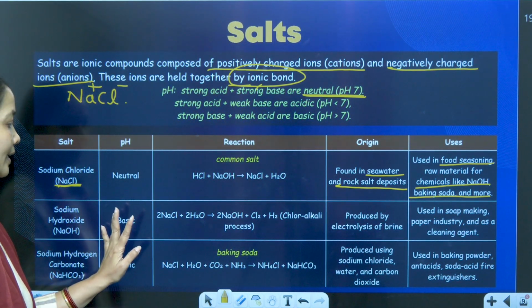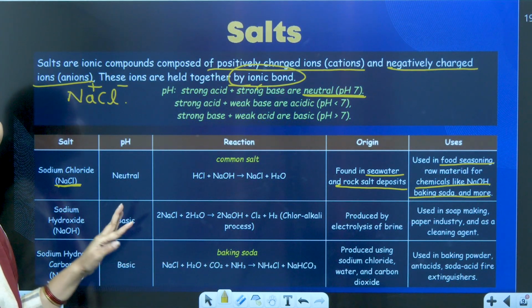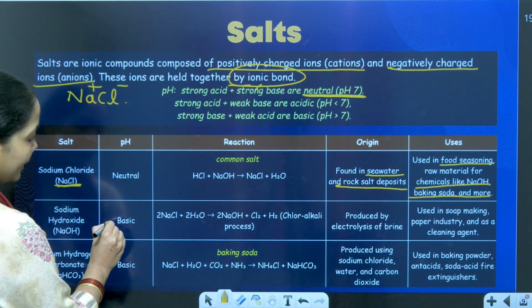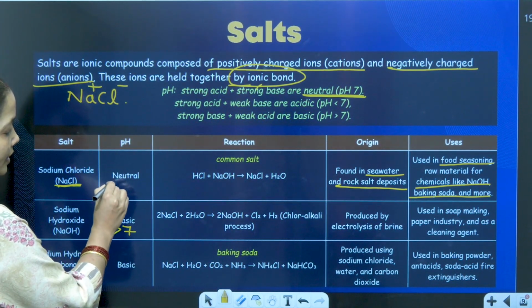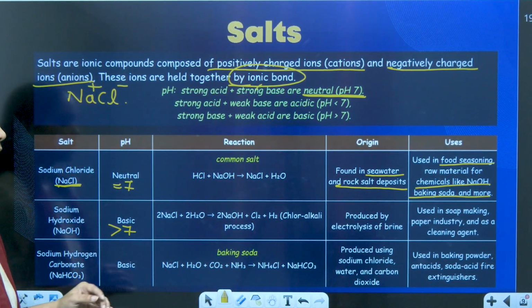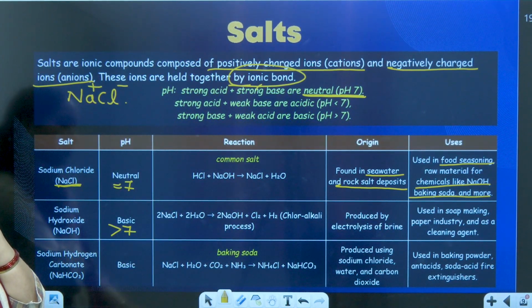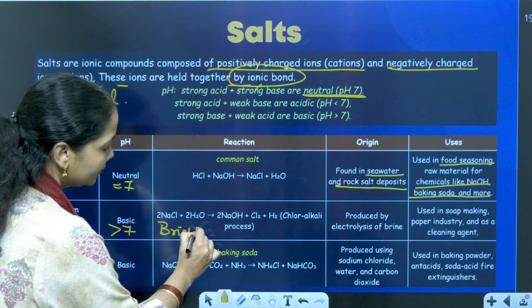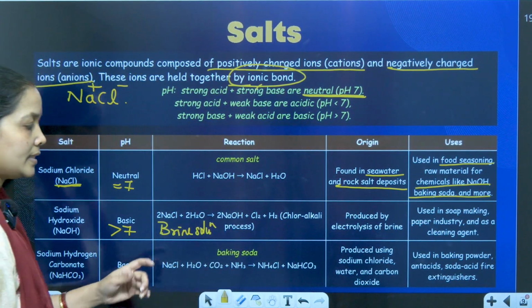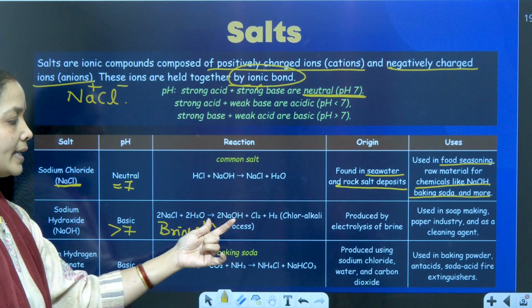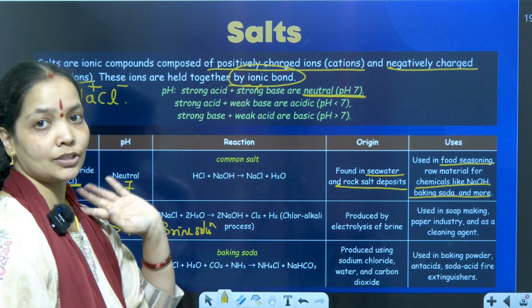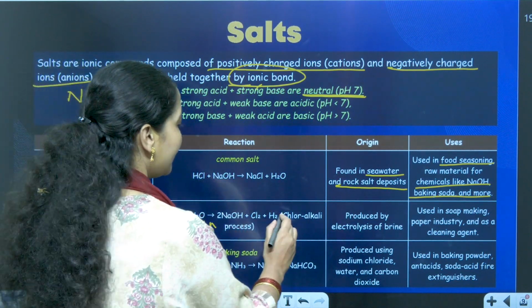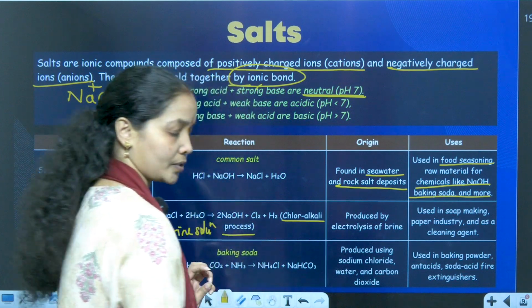When it is basic in nature, the pH will be greater than 7. The pH is greater than 7. For NaCl, the pH will be equal to 7. So how do we form NaOH here? I'll take brine. NaCl plus water is called brine solution. When brine solution is taken, NaCl plus H2O, I get NaOH plus Cl2 plus H2, the important reaction known as the chloralkali process.